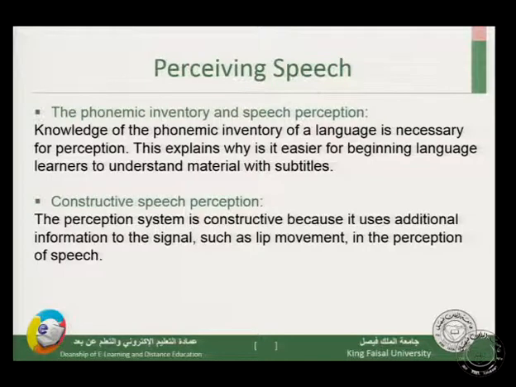You are using more than that. You are using the lip movement, for example. You are using extra forms of information which we are going to look at in a moment. So the perception system is constructive because it uses additional information to the signal, such as lip movement, in the perception of speech. So as you are trying to understand speech, you are using more than just the sound itself produced by the speaker.